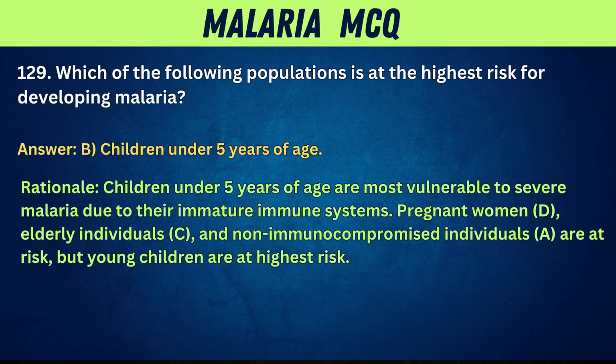Rationale: children under 5 years of age are most vulnerable to severe malaria due to their immature immune systems. Pregnant women (D), elderly individuals (C), and non-immunocompromised individuals (A) are at risk, but young children are at highest risk.